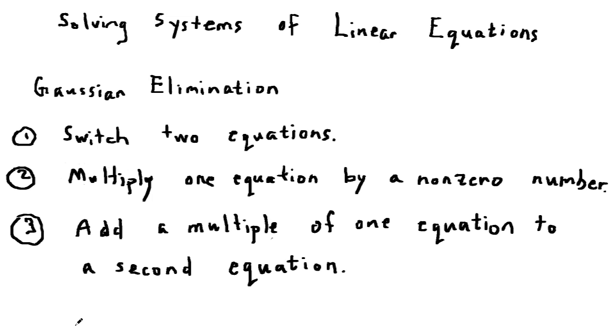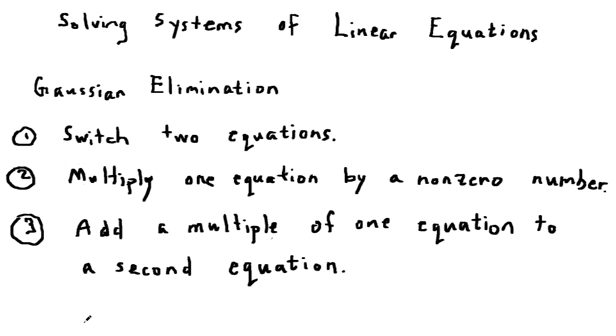Okay, in this section we're going to look at solving systems of linear equations. We're going to look at the process of Gaussian elimination, and it has three things that you can do. The first thing that you can do is switch two equations. The second thing is that you can multiply one equation by a non-zero number. The third thing that you can do is add a multiple of one equation to a second equation.